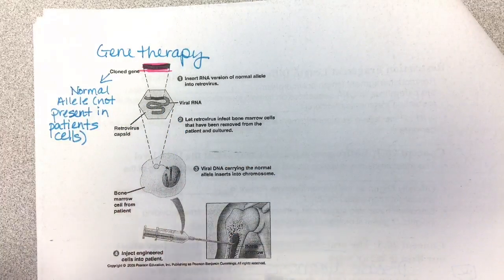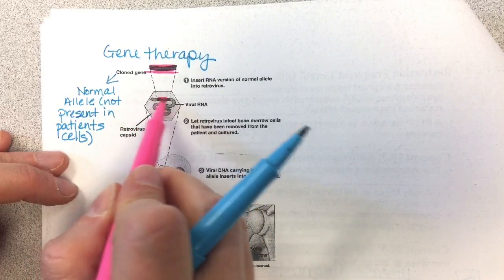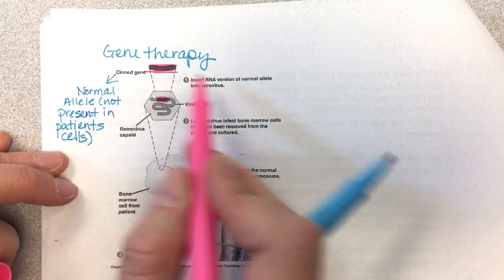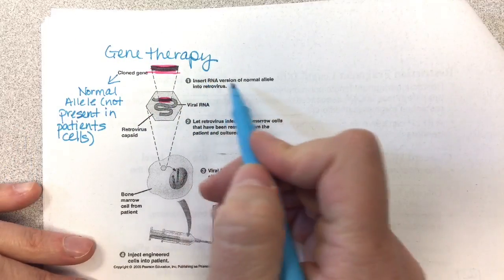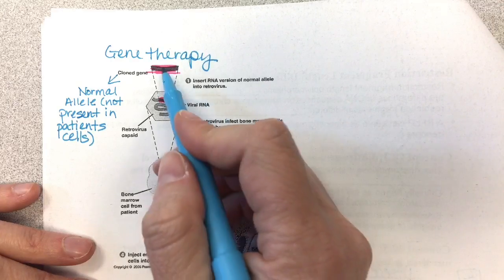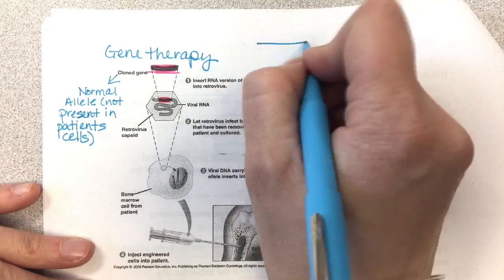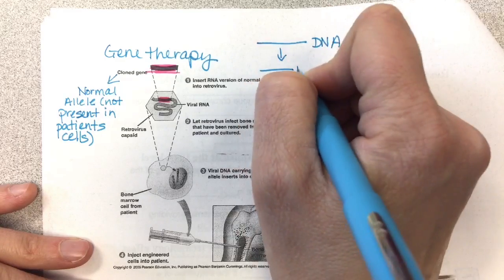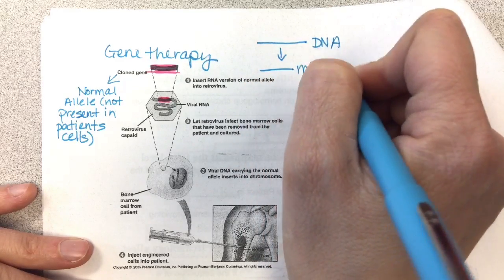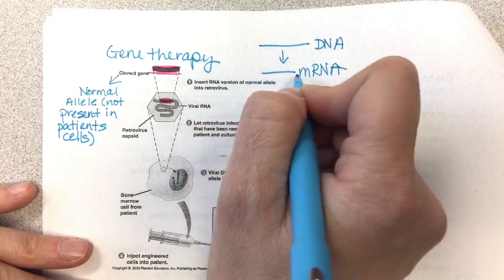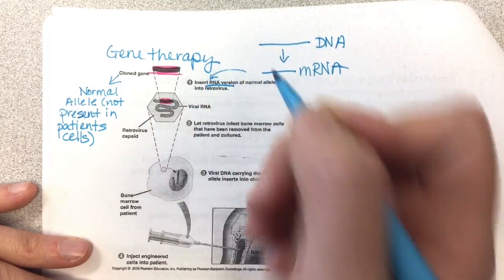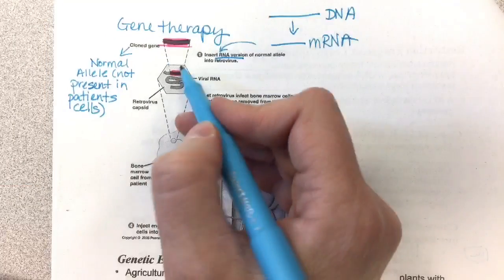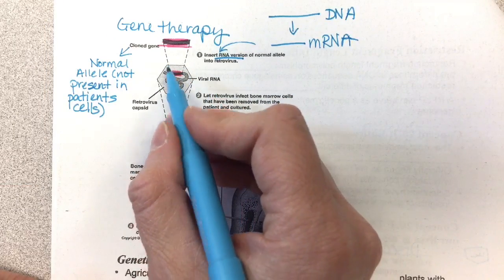So what they do is they insert it. Notice here, that's the normal gene. It says insert the RNA version of the normal allele into a retrovirus. So they take the DNA, go through transcription, make mRNA, and that's what it means by insert RNA version into a retrovirus. So the retrovirus has RNA as its genetic material.